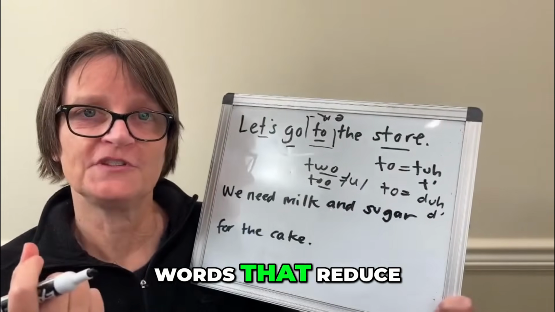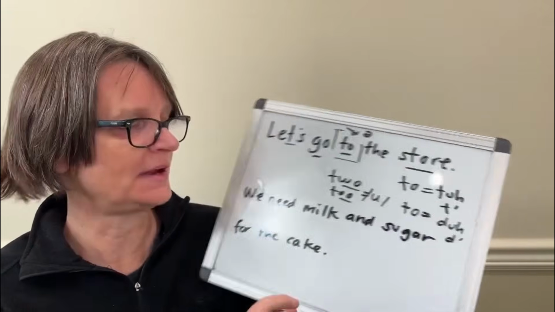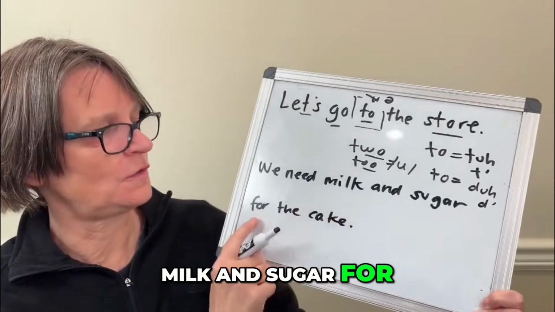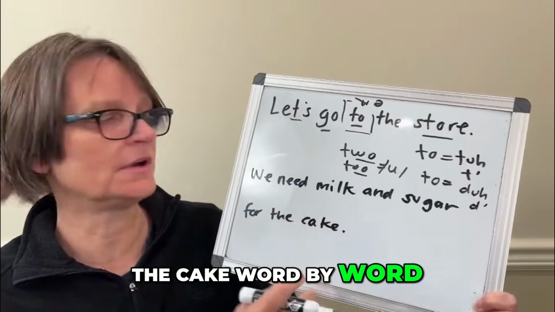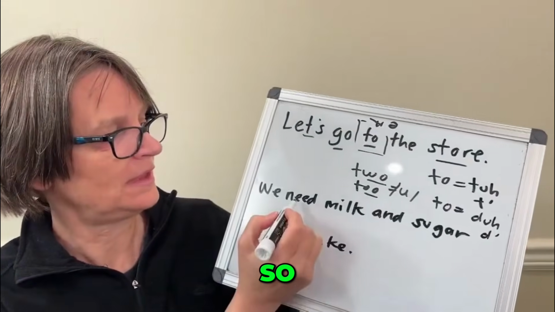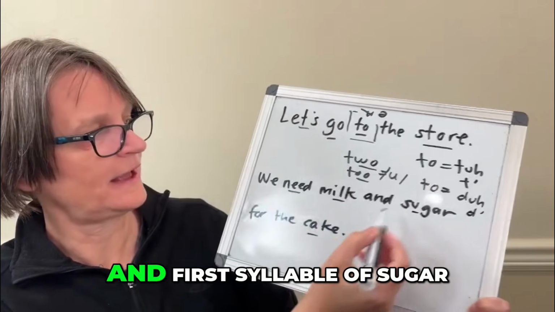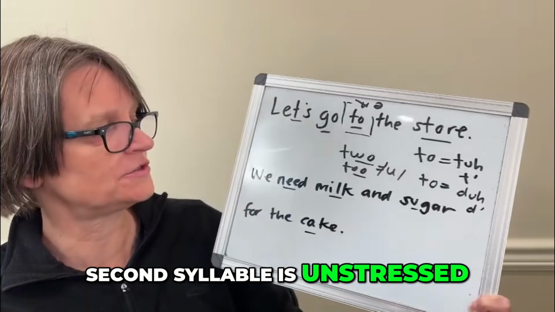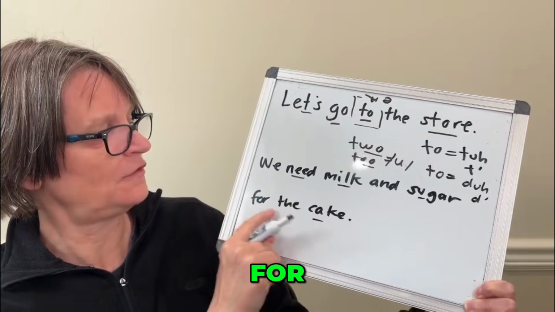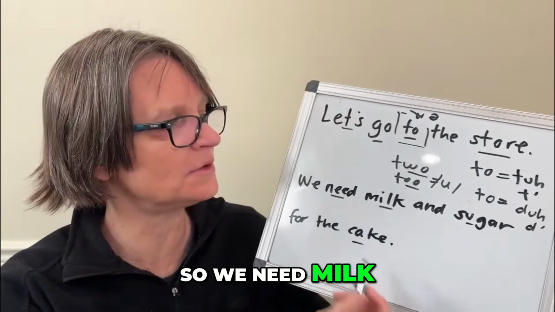A couple other common words that reduce: "and," "or," "for," "that," "your." I have an example sentence for you. Rather than "we need milk and sugar for the cake," word by word, it's going to sound more like "we need milk and sugar for the cake." So important content words here: need, milk, sugar, and cake. And the first syllable of sugar is stressed, the second syllable is unstressed. And so again, we have to go more quickly on these little words: for, the, and, we. Those are all going to go fast. So, we need milk and sugar.